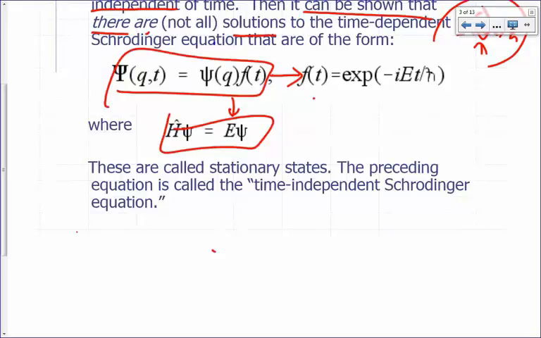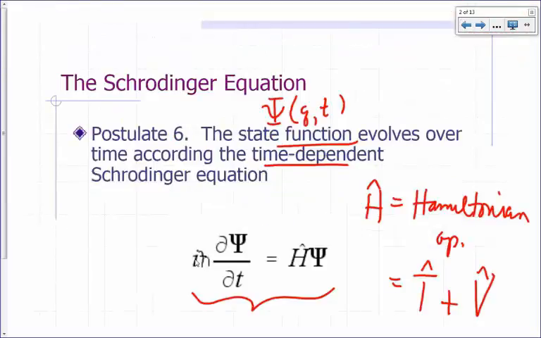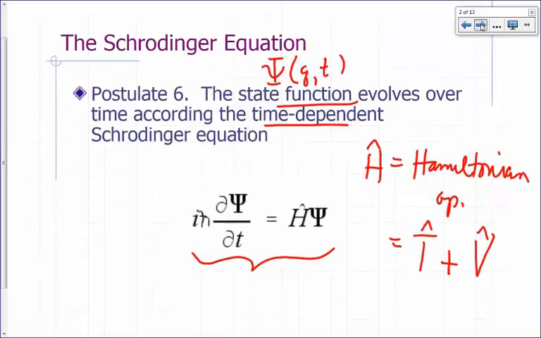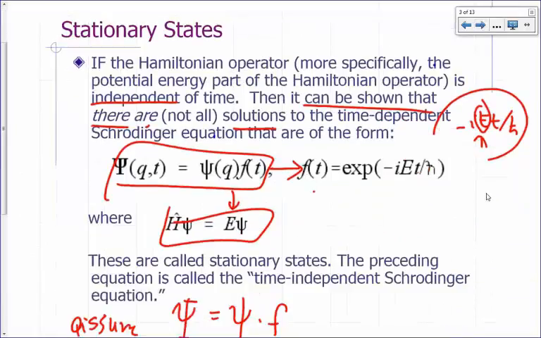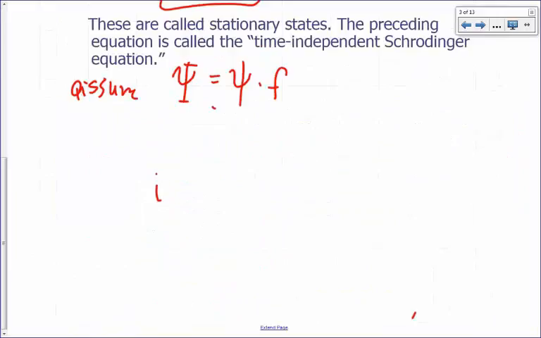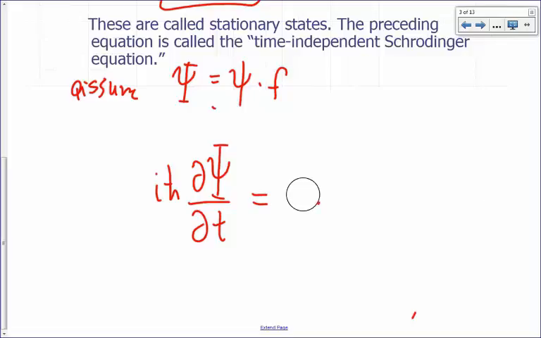So we assume that big psi is equal to little psi times a function of time. Okay? So let's plug that into our time-dependent Schrodinger equation. Okay, so this one, i h bar d psi dt equals H psi. Okay? So i h bar, partial derivative of big psi with respect to t, is equal to H hat psi.